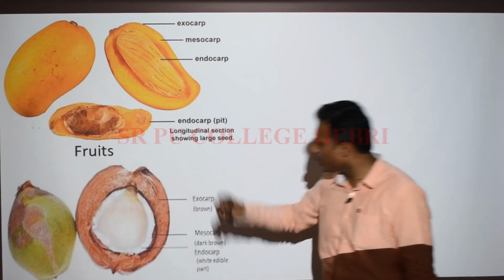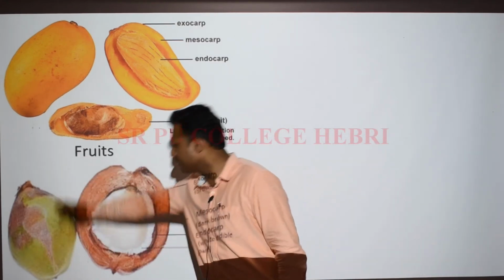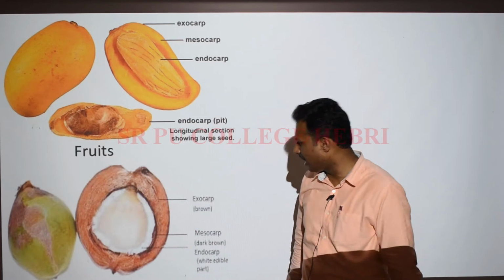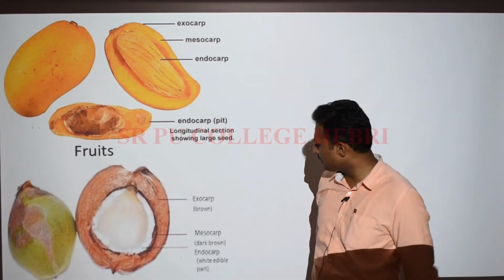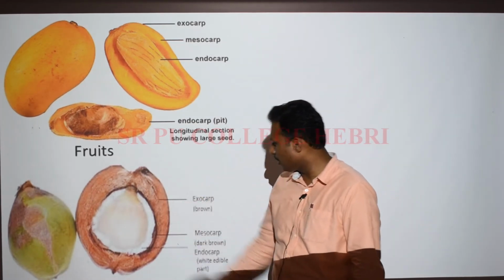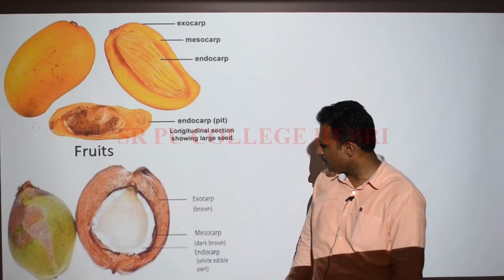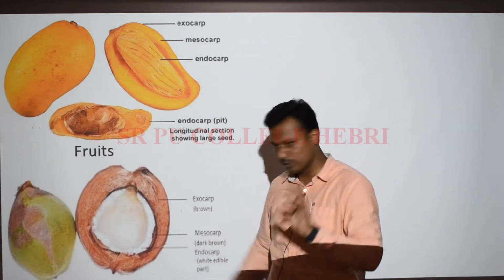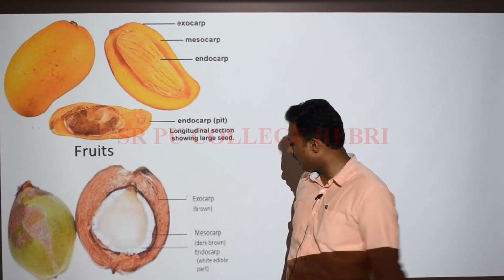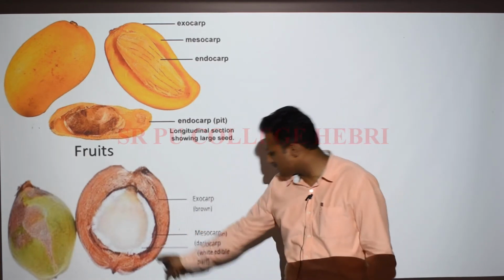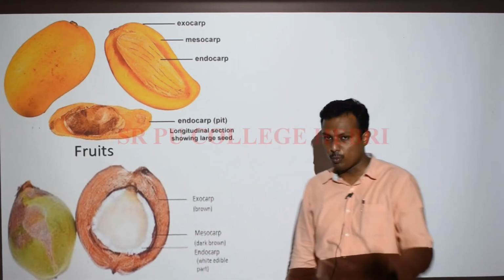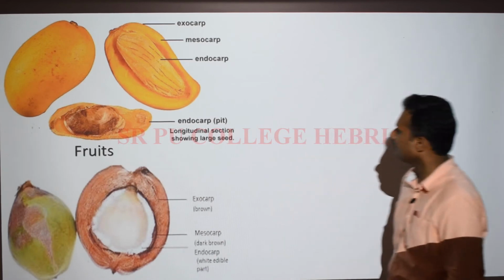Whereas in the case of the coconut, you can see the green outermost covering, which will later become brown after maturity. That is the exocarp, right? And the next brown fibrous like structure, that is the mesocarp, or the hard layer also. That is the mesocarp, right? And the endocarp is the edible part, which is the white part, that is the seed.